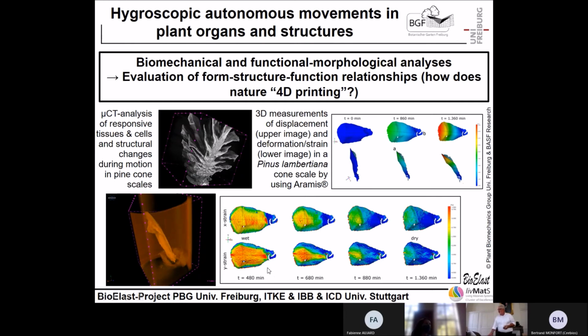We did microCT analysis, where we looked at the different structures, at the different tissues, how they deform, with high resolution microCT. Then we did measurements with Aramis, where we can exactly measure the displacement and also the strain on the upper side and the lower side of the scale.